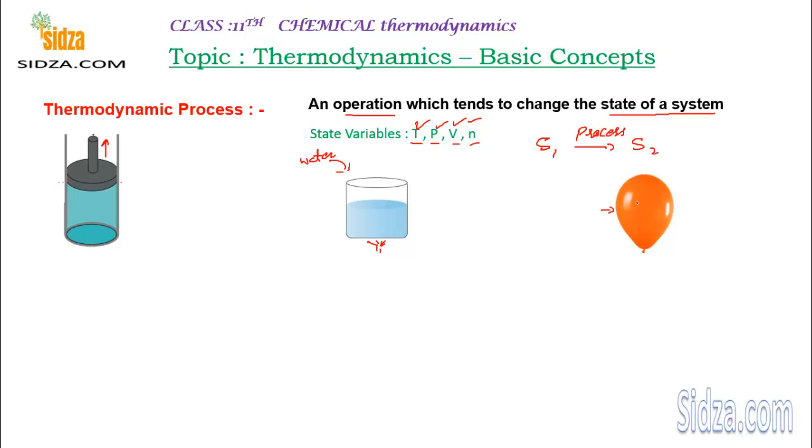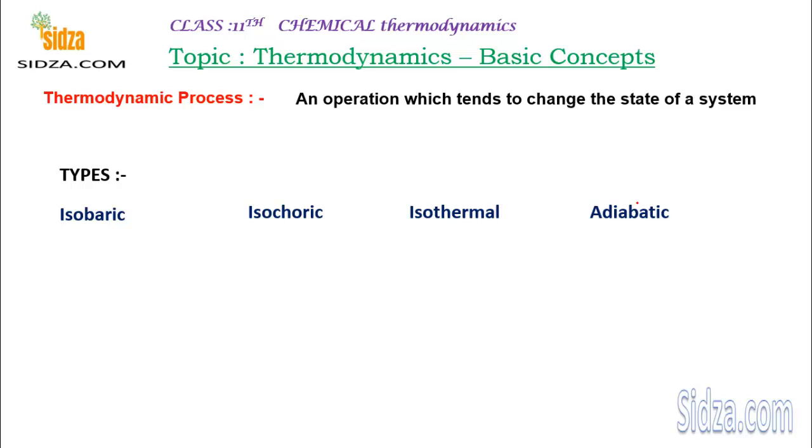Now, what are the different types of processes? Normally, we have 4 different types of processes. One is the isobaric process, the isochoric process, the isothermal process, and the adiabatic process. A process in which there is no change in the pressure, when the pressure of the system remains constant, okay, that's what we call isobaric. Iso means the same, and baric refers to the pressure.